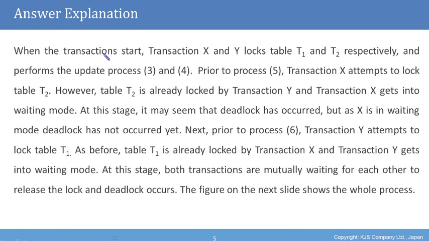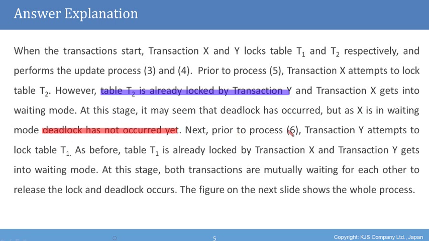When the transactions start, transaction X and Y lock table T1 and T2 respectively and perform the update process 3 and 4. Prior to process 5, transaction X attempts to lock table T2. However, T2 is already locked by transaction Y, and transaction X gets into waiting mode. At this stage, it may seem that deadlock has occurred, but as X is in waiting mode, deadlock has not occurred yet.